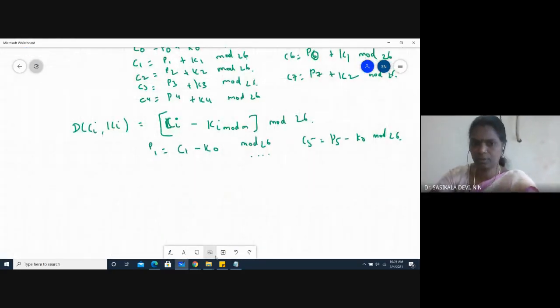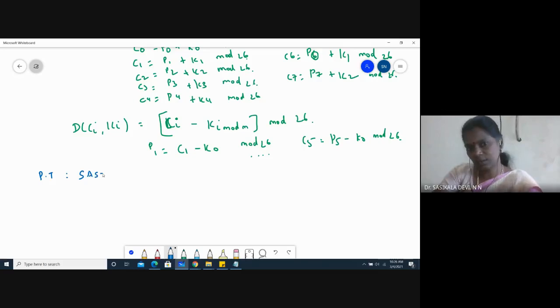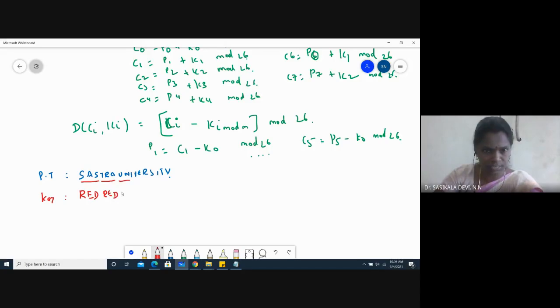For example, if your plain text is Sastra University, just write down the plain text. Let my key be RED. What we have to do here is repeat it again and again. For the first three characters, RED is to be used. For the remaining three characters, the same RED is to be used, and again for the next three, and again for these three.